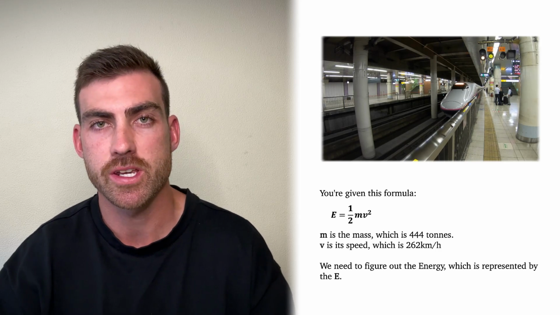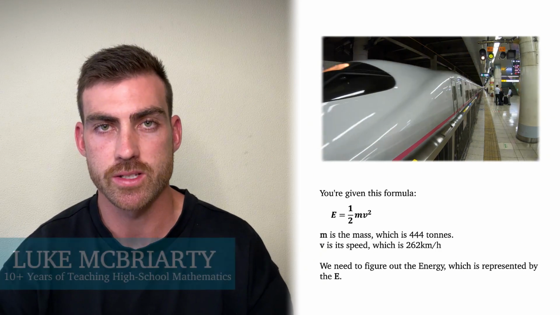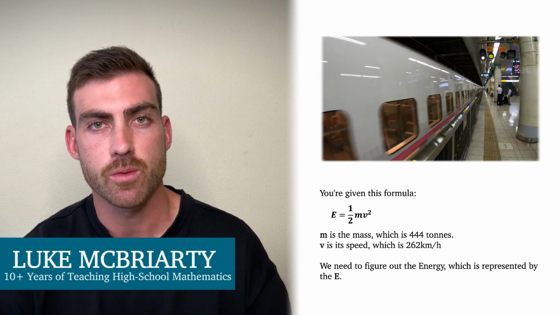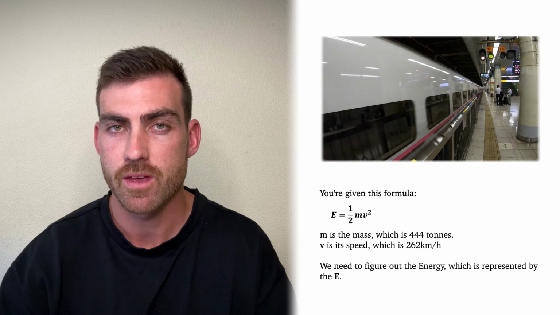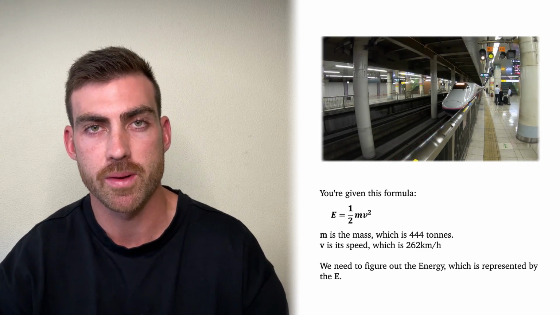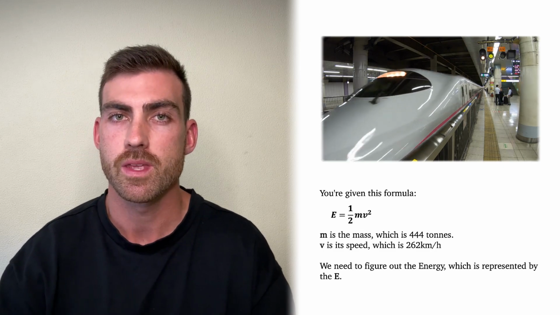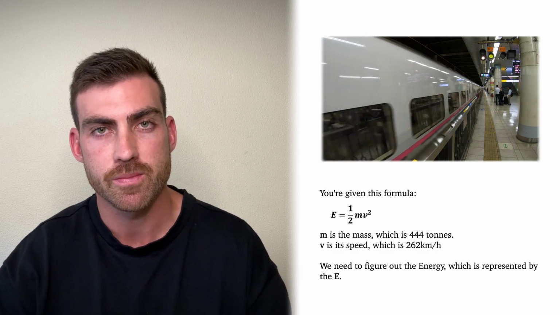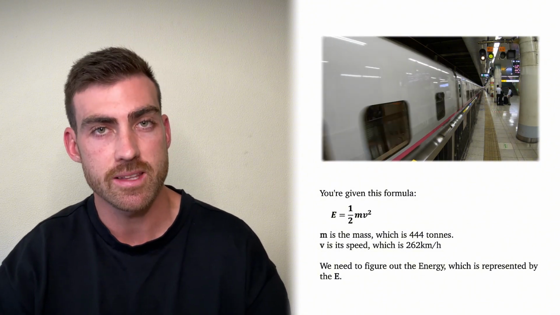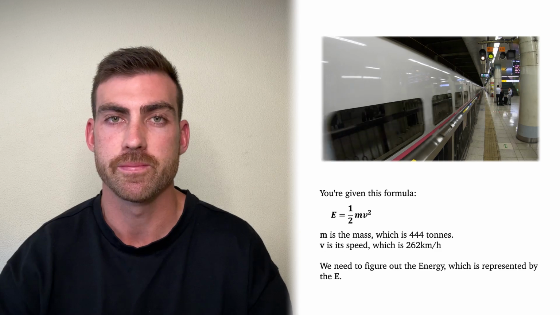Imagine you're an engineer designing one of these high-speed trains. You're given this formula. M is the mass, which is 444 tons. V is the speed, which is 262 kilometers per hour. Here's the twist. We need to figure out the energy, which is represented by E. Stick around to the end of the lesson and we'll solve this question.